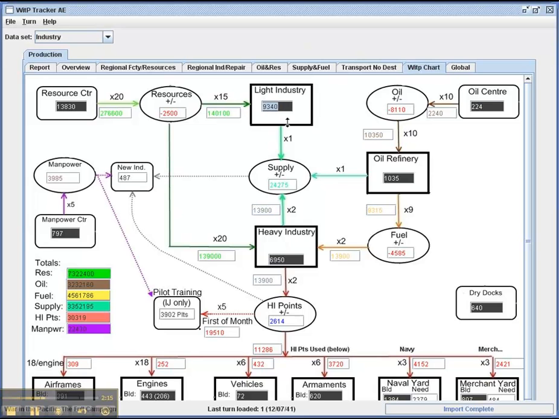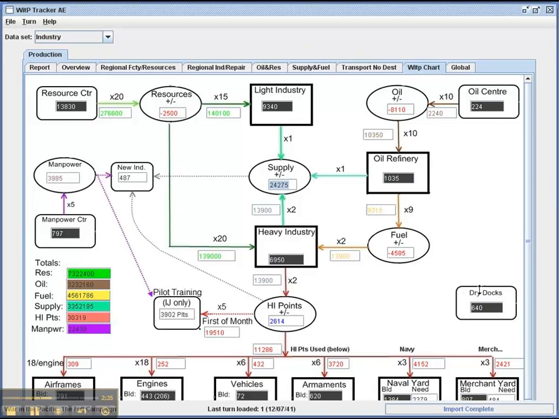Once again, our light industry creates supply at times 1, so 9,340 plus 13,900 plus 1,035 equals our supply, 24,275 supply created each turn.